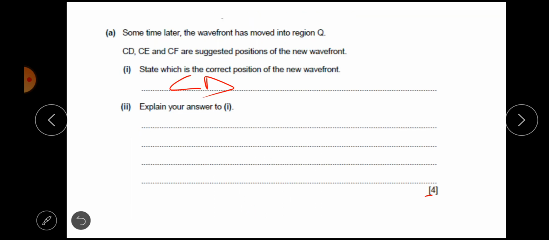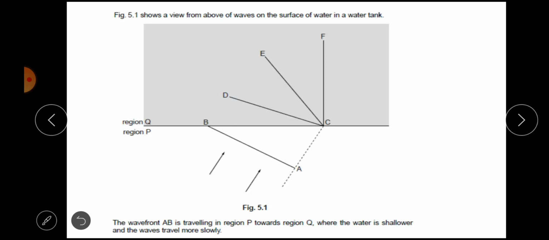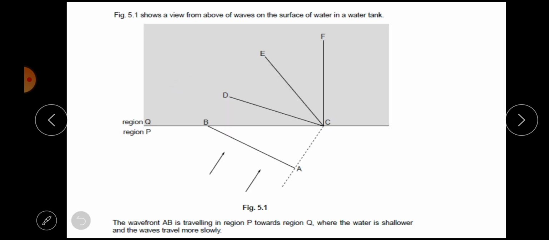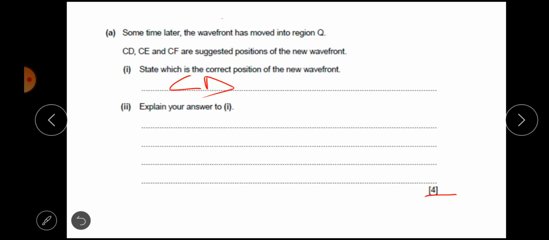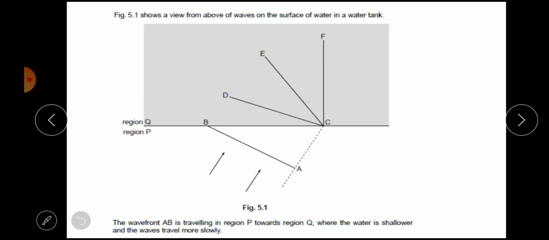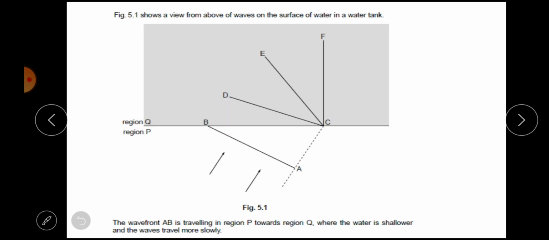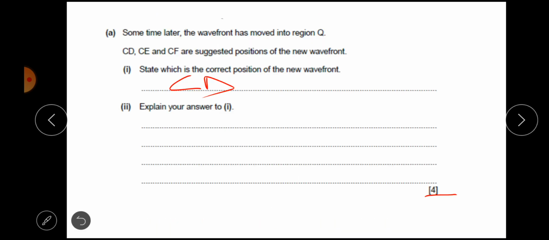To get these 4 marks, we can say, unfortunately I'm not going to be able to write it: B reaches the region Q earlier than A. And then what happens? The wavelength decreases. Then it bends towards the normal. The wave moves towards the normal. Then lastly, the speed of B has decreased. So you are going to get all those 4 marks.